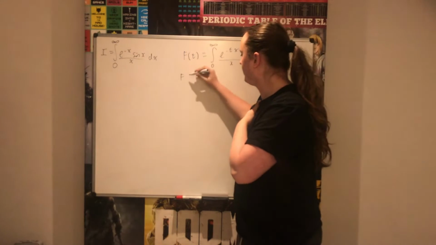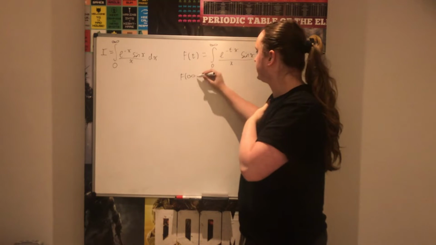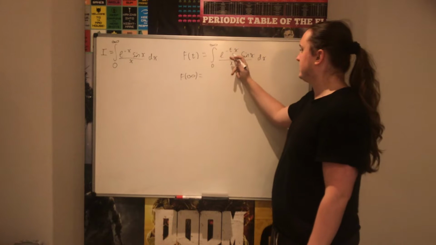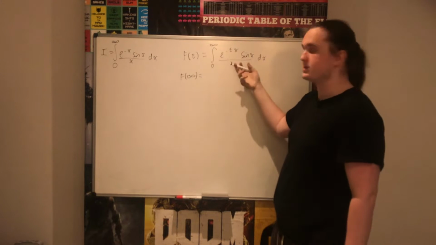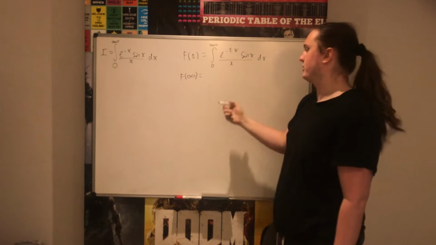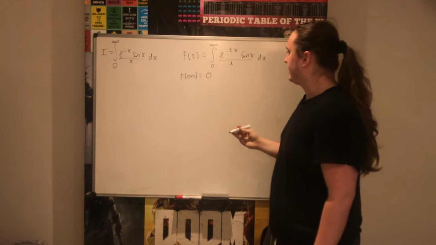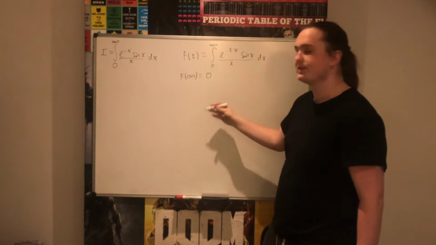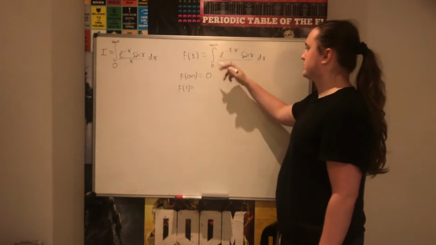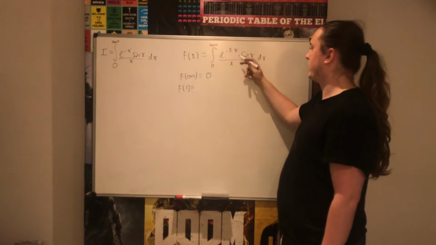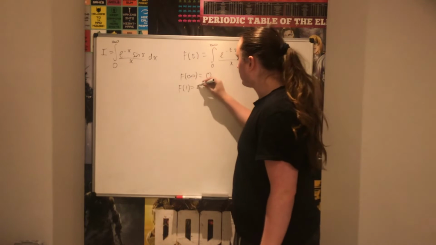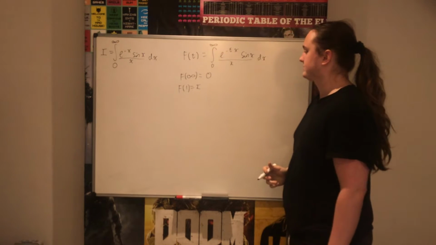So f of infinity is going to be, we want to plug infinity in for t. e to the negative infinity is 0, so this is just going to be the integral from 0 to infinity of 0, which is just 0. Now we also want to know what f of 1 is, so f of 1 is the integral from 0 to infinity of e to the minus 1x sine x over x, which we'll see is just our integral I. So f of 1 is I.